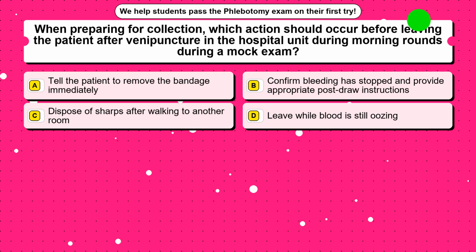Question 62. When preparing for collection, which action should occur before leaving the patient after venipuncture in the hospital unit during morning rounds during a mock exam? Option A. Tell the patient to remove the bandage immediately. Option B. Confirm bleeding has stopped and provide appropriate post-draw instructions. Option C. Dispose of sharps after walking to another room. Option D. Leave while blood is still oozing.